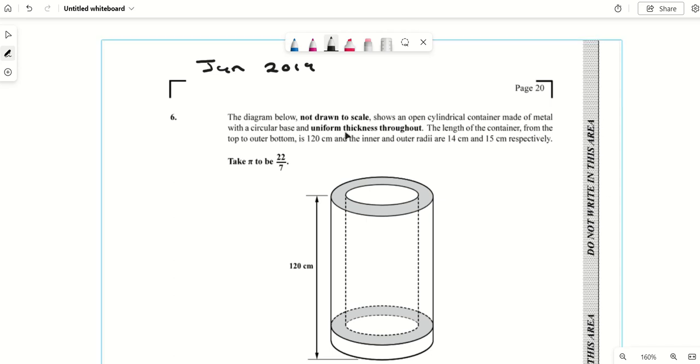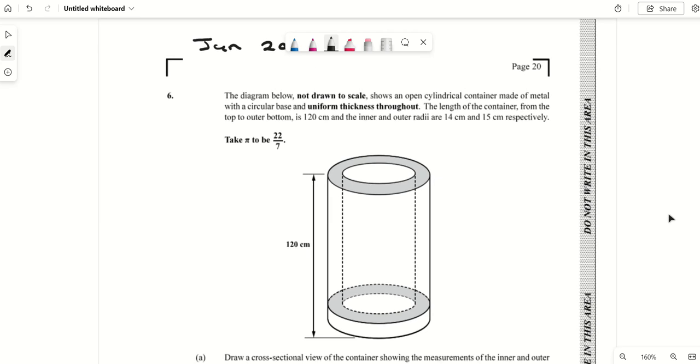The diagram below, not drawn to scale, shows an open cylinder container made of metal using a circular base and a uniform thickness throughout. The length of the container from top to bottom, from the top here to the bottom here, is 120, and the inner and outer radii are 14 and 15 respectively. Now what that basically means is radii is radius, right?